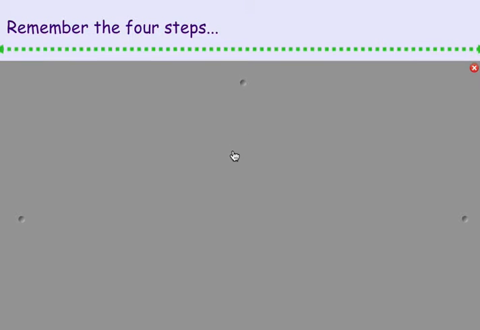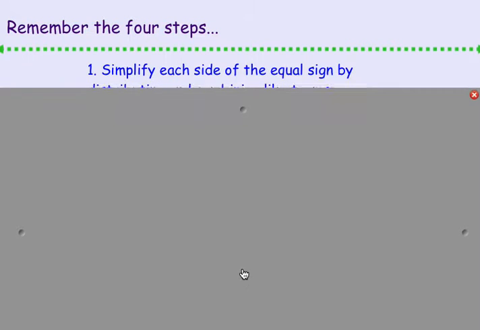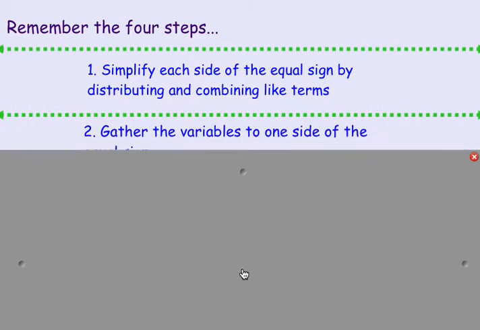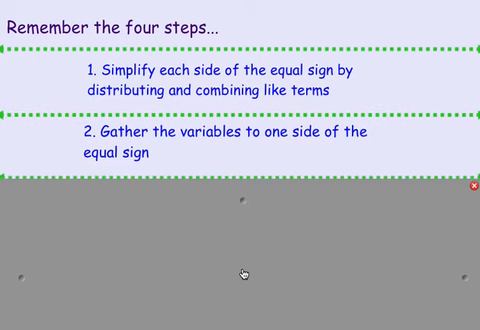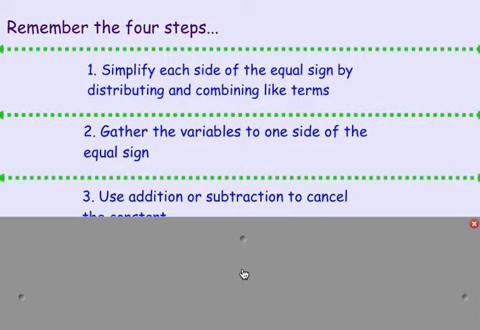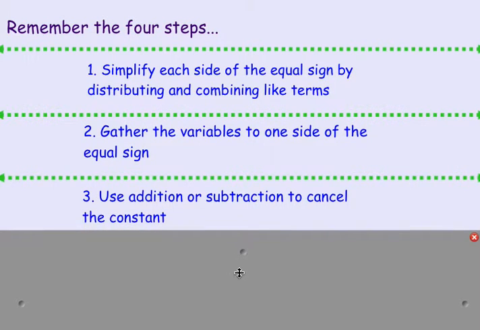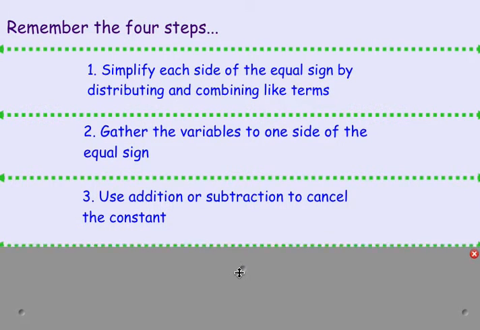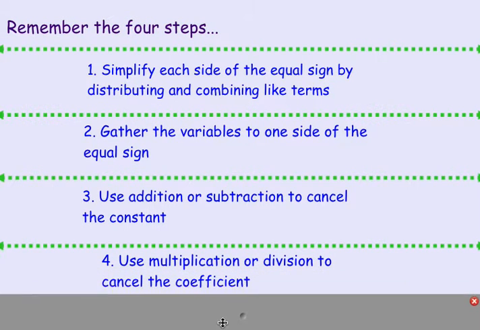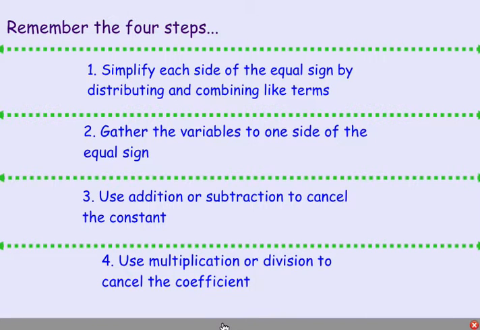So it's very important to remember those 4 steps we talked about yesterday. The first one being to simplify the equal sign by distributing and combining like terms. The second one, gather variables to one side of the equal sign. So that's adding or subtracting those terms so that they're on the same side. The third one, use addition or subtraction to cancel the constant. And the last one is multiplication or division to cancel out that coefficient. Okay, so we really are just working to get that letter completely by itself.